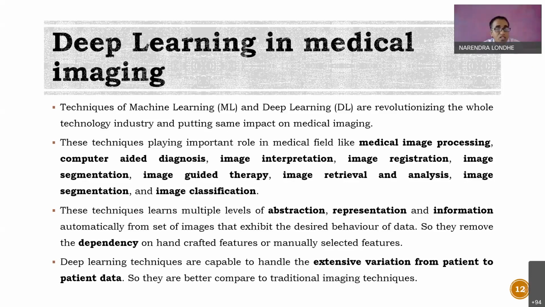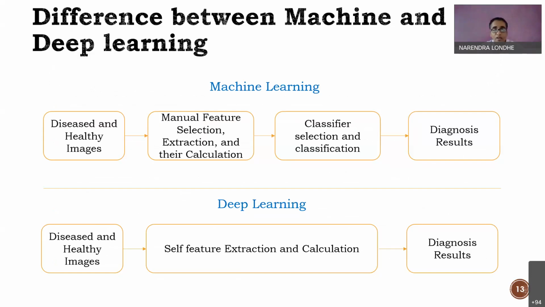So as a research scientist, I just have to focus on designing the deep learning architecture. And once I'm done with that, I just have to give my raw input data, right? So that is what exactly is there. So this is the difference between machine learning and deep learning.